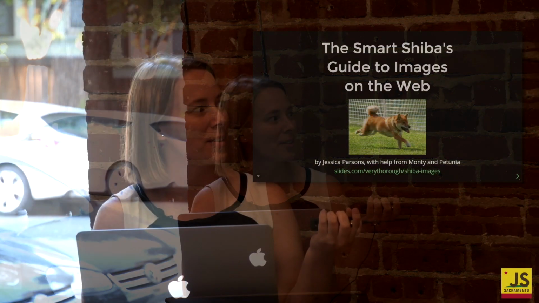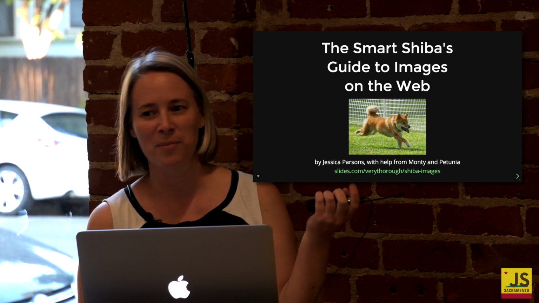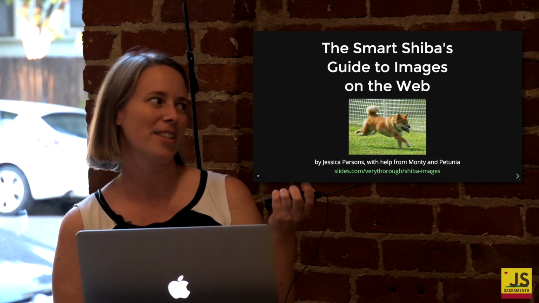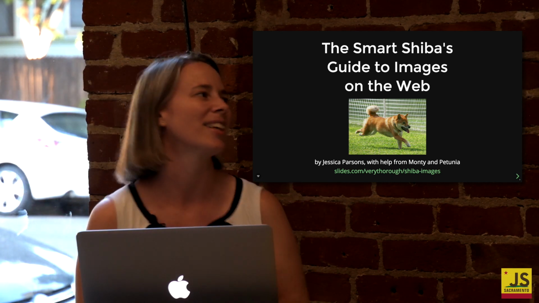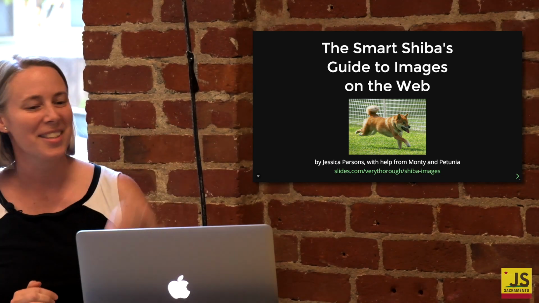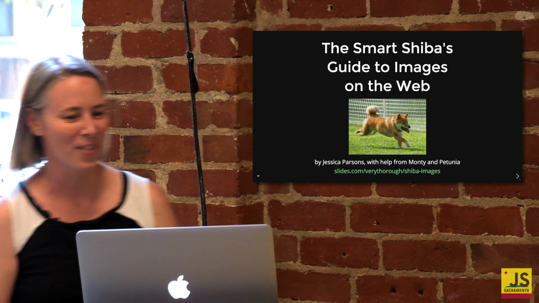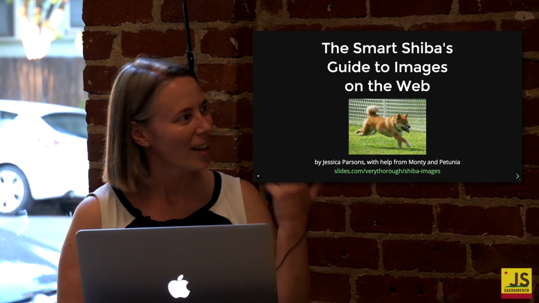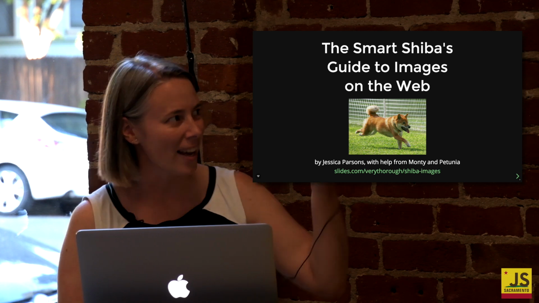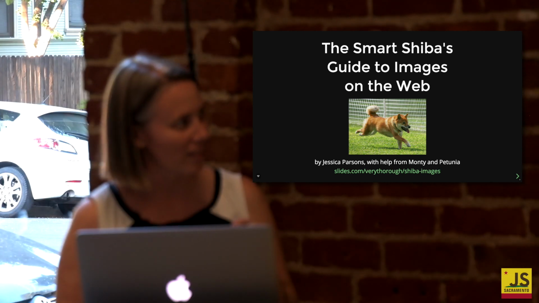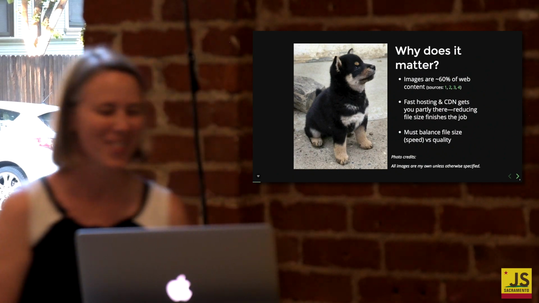If you want to follow along with the slides, they're at slides.com/verythorough/shiba-images. And this is the Smart Shibas Guide to Images on the Web, with help from my dogs, Monty and Petunia. That is Petunia, doing one of her favorite things. And that's Monty.